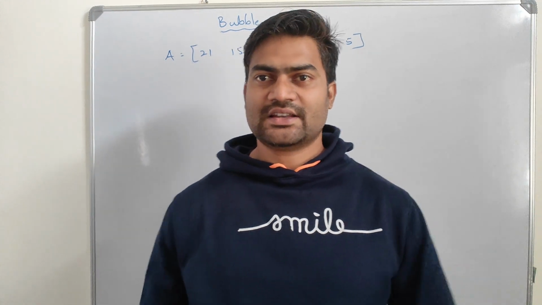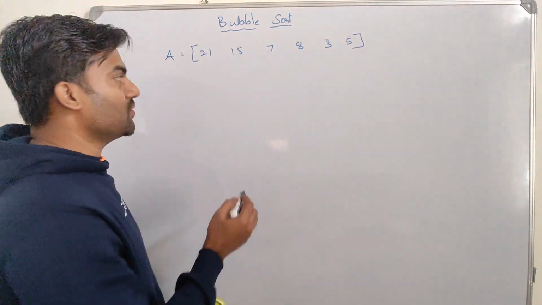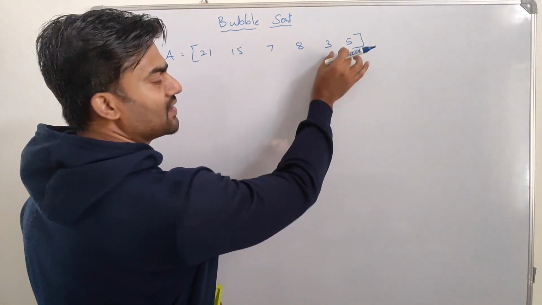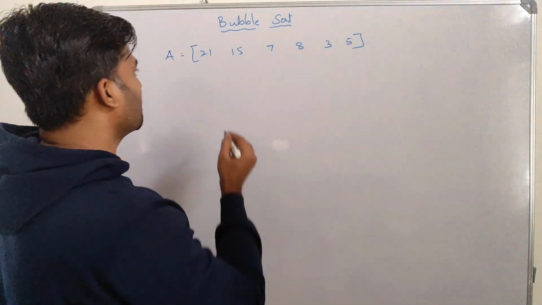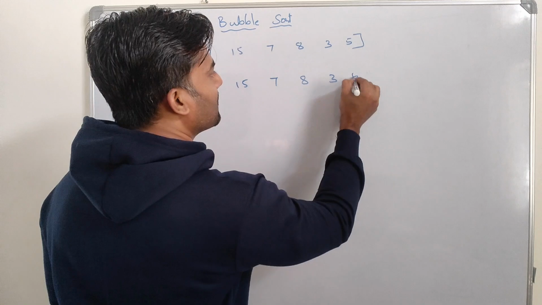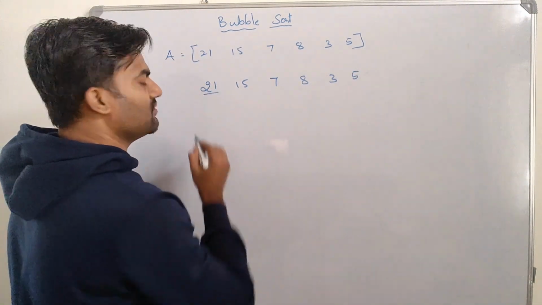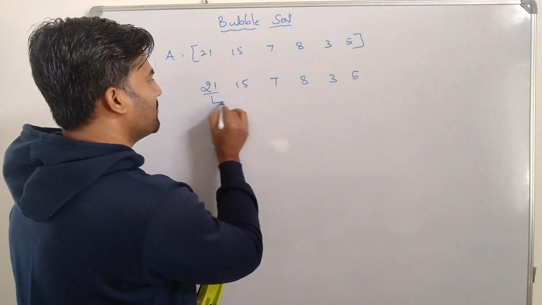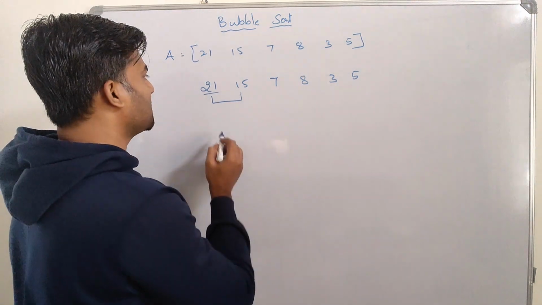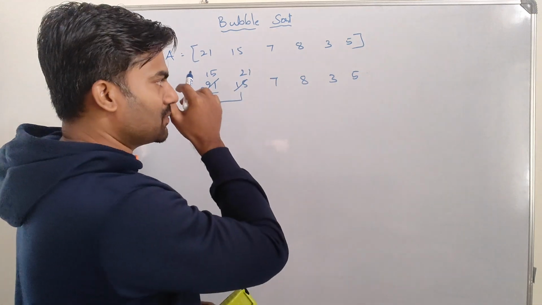If we consider an array, what we are trying to do is take the maximum element and push it towards the right until it gets its right position. Let us consider this array again and simulate that scenario. We have 21, and let us compare it with the next element. Which one is bigger? 21 is bigger, so I will simply swap them. So 15 comes here and 21 comes here.